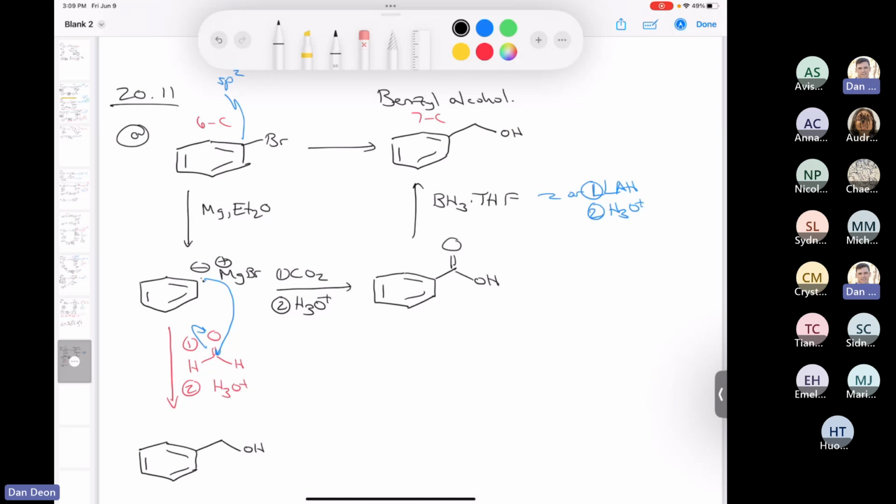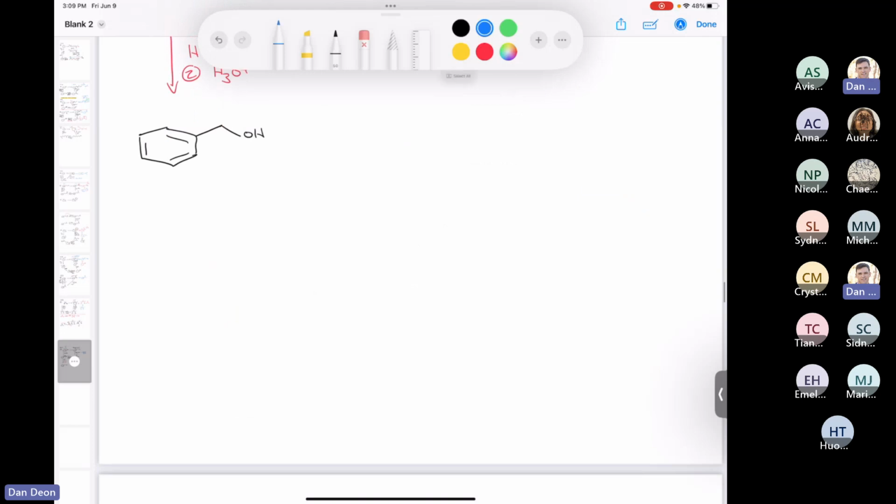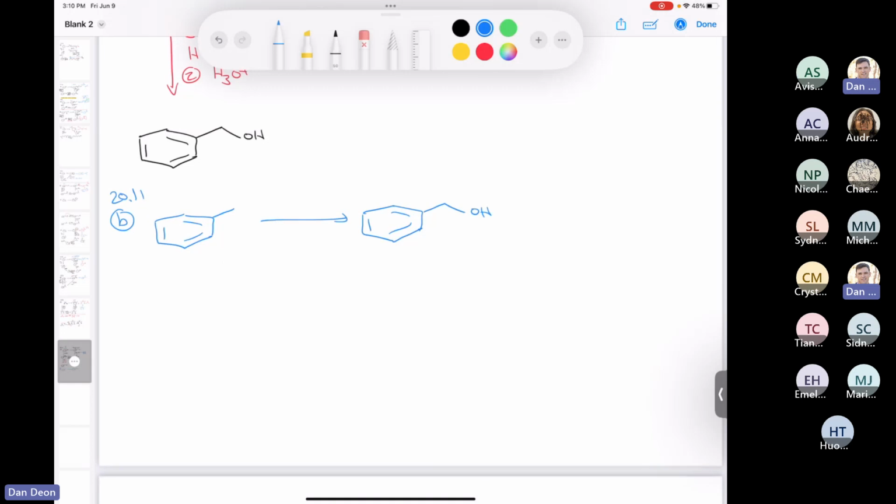Let's try another one. And this one is very, very similar. I mean, so similar it hurts. So let's put here. So this is 19, or sorry, this is 20.11. I still got chapter 19 on the brain. So we're taking toluene, and we want to, Tiana, let's use your method to do this one. So we want to take this and we want to make benzyl alcohol. Now, do we know a way to take this toluene molecule and convert it into benzyl bromide directly? Benzyl, so this compound here.